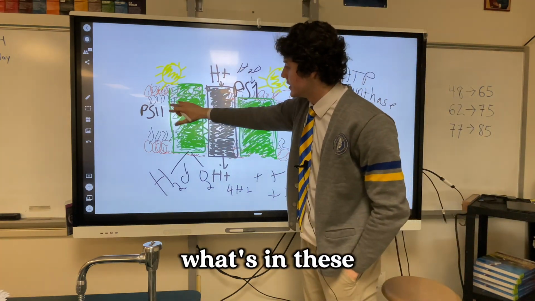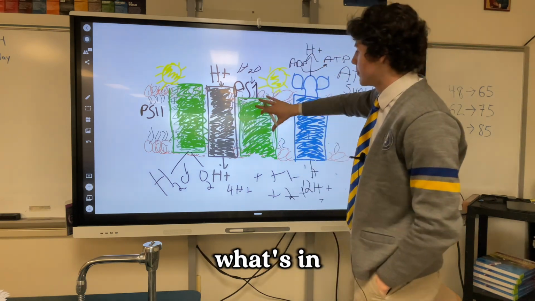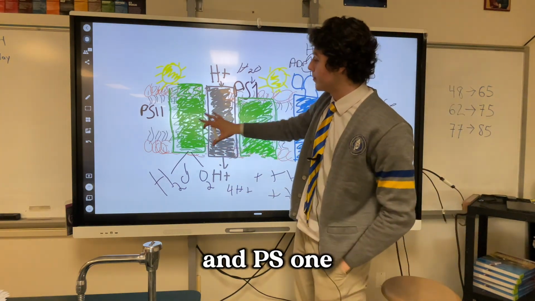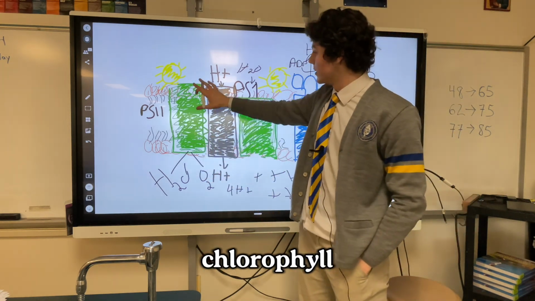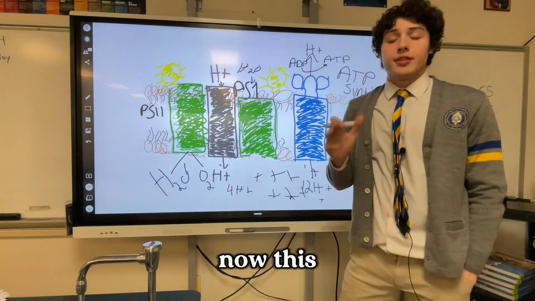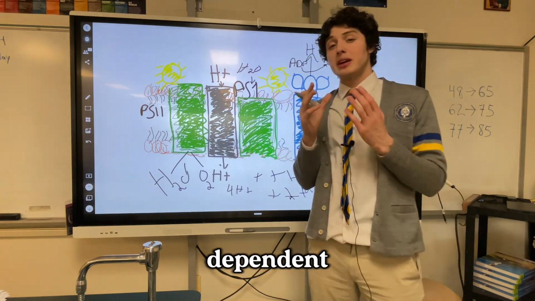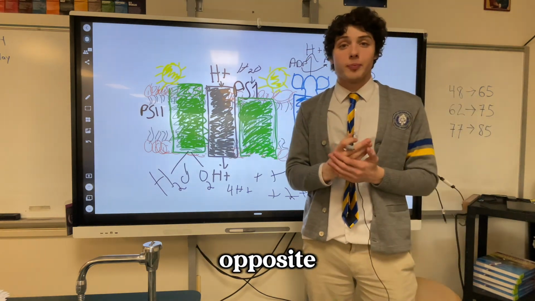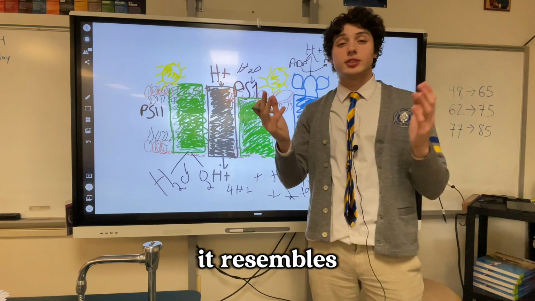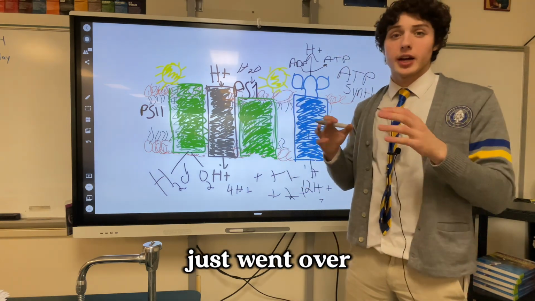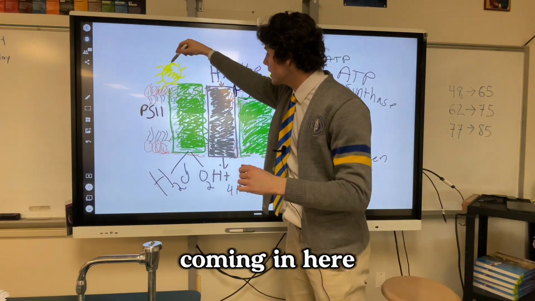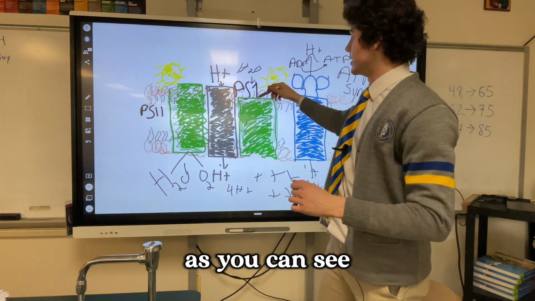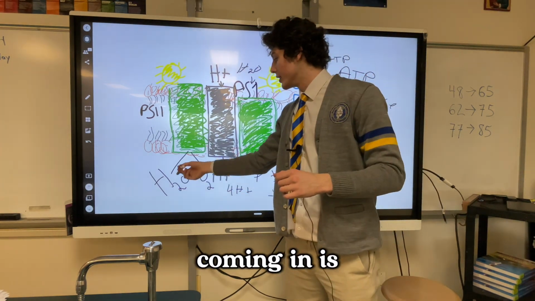So what's in PS2, what's in PS1? Well, in PS2 and PS1, as you can see, it's green. So it's filled with chlorophyll and proteins. Now, this light-dependent reaction is the exact opposite of cellular respiration, and it resembles the formula we just went over. You're going to see it play out perfectly. So what's coming in here is light, as you can see, and what's coming in is water.